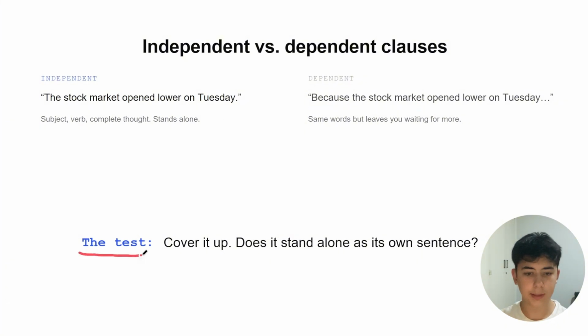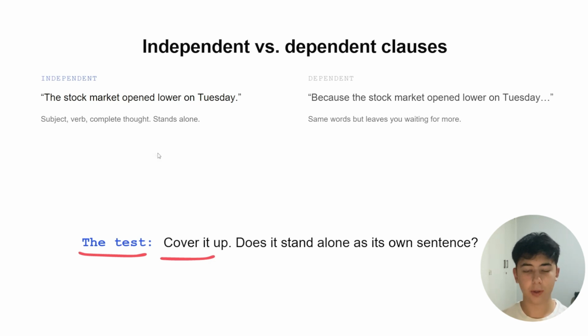So here's the actual test you're going to use for every single punctuation question. You're going to cover up everything else except the piece you're checking. And you're going to ask one question: can this sentence stand alone by itself as its own sentence? If yes, then it's independent. However, if it leaves you waiting for more context or you're just confused when you read it, it's dependent. And that takes you 2 seconds to check.